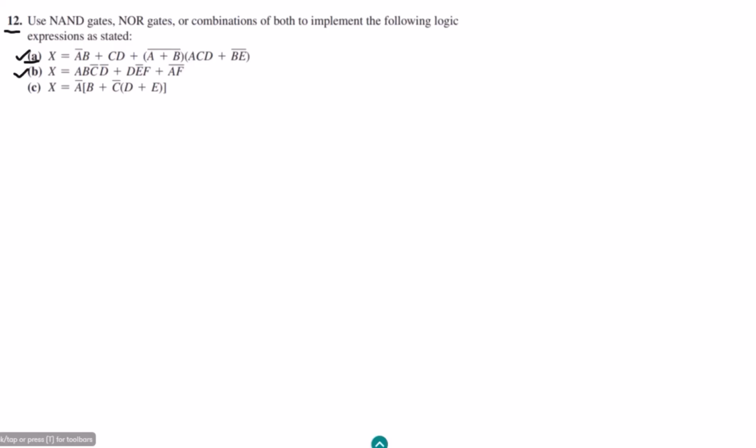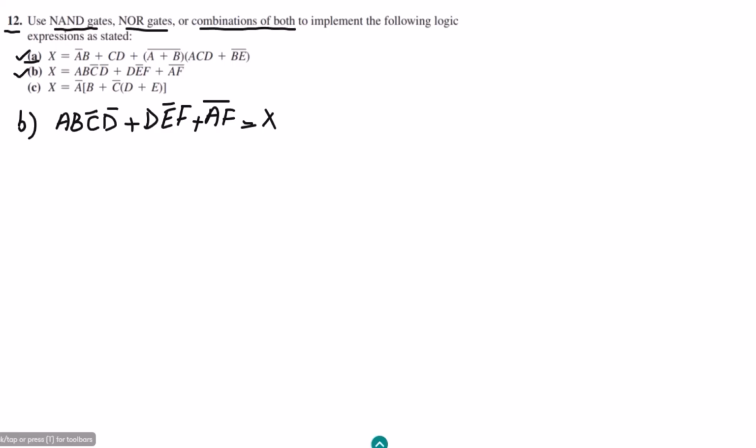So this is question number 12, and previously we have solved part A of this question. Today we are going to solve part B of it, and also part C. So what is part B here? In part B we have (A B C' D' + D E' F + A F)' equal to X. And what are we asked to do? We have to use NAND gates, NOR gates, or a combination of both to implement the logic expression which has been given here.